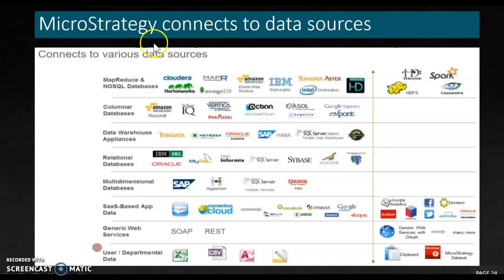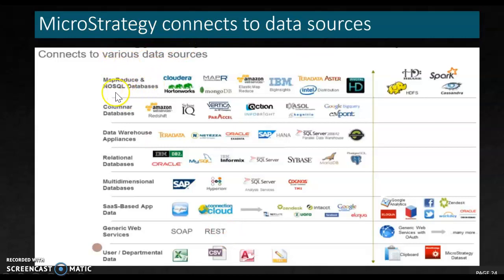So MicroStrategy connects to the data source. There are 100 plus data sources you can connect to your MSTR applications. As you can see in this picture, there are a lot of data sources available. You just think, and I'm pretty sure it would be in this picture. Even though it's not the complete picture with all the data sources, you can understand how many data sources we can connect with our MSTR.